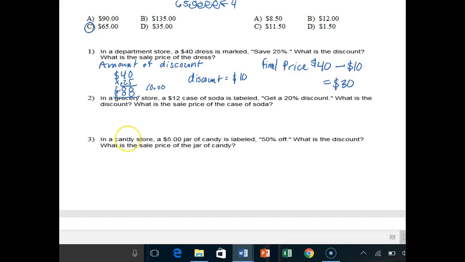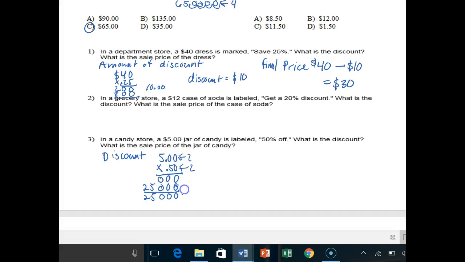Right? Number 3, in a candy store, a $5 candy jar is labeled 50% off. What is the discount? What is the sale price? So the discount is simply the original price of $5, 5.00 times the discount, times 0.50. All right, so we have 0, 0, 0, lay an egg, 0, 0, 5, add it up, 0, 0, 0, 5, 2.